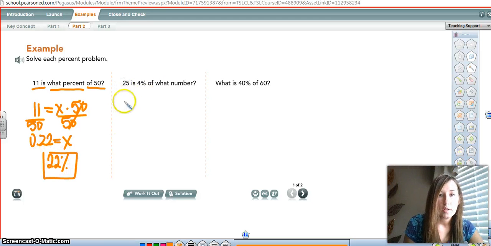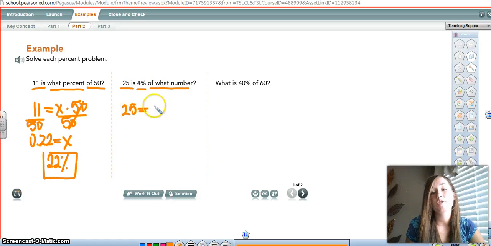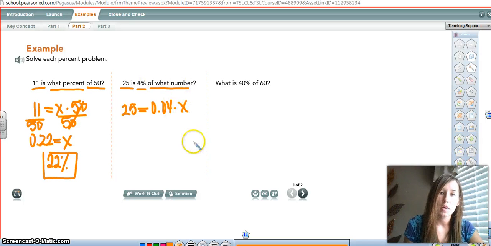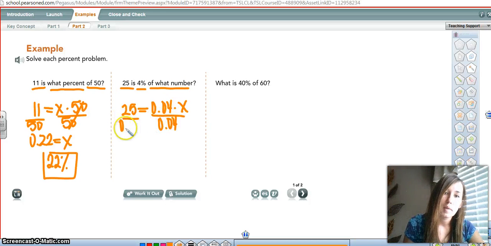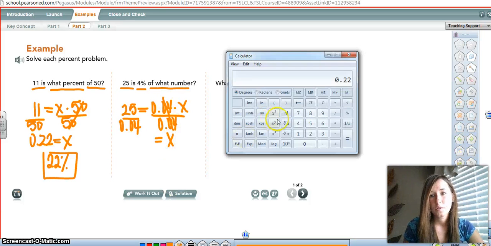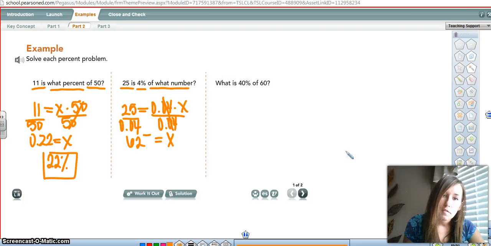Okay, part, percent, whole. The part equals the percent. Now we either have to write it as a fraction, 4 over 100, or as a decimal, 0.04. And times the whole, which we do not know. All right. In order to solve this problem, we would divide both sides by 0.04. 25 divided by 0.04 is 625. So that's our whole.